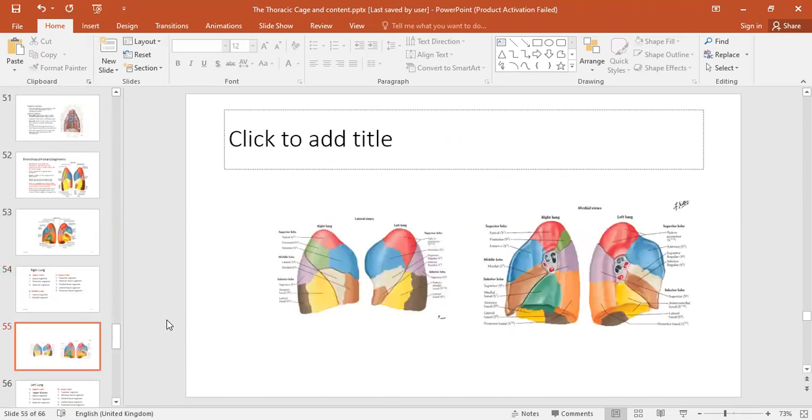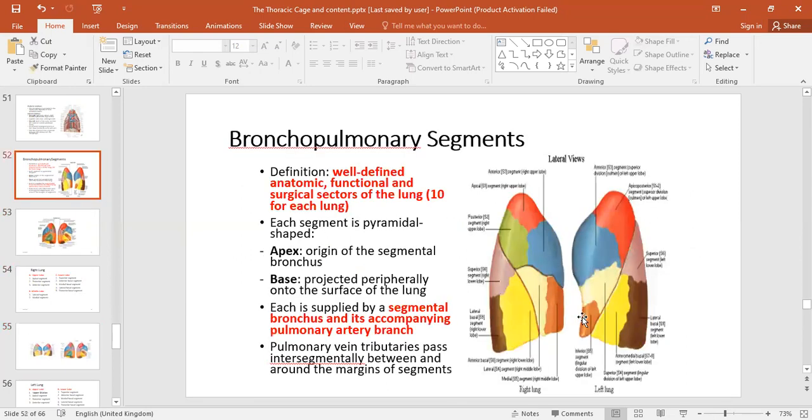Okay. Next, we look at segments. Now, each lung, apart from having lobes, you see that the left one has 2 lobes, the right one has 3 lobes. The lung is further divided into bronchial segments. So these were the bronchial lobes. Now we're looking at bronchial segments. Each segment is said to be shaped like a pyramid. A pyramid is more like a triangle, except that the apex of the pyramid is not as sharp as a triangle. So what you are seeing here in colors are segments.